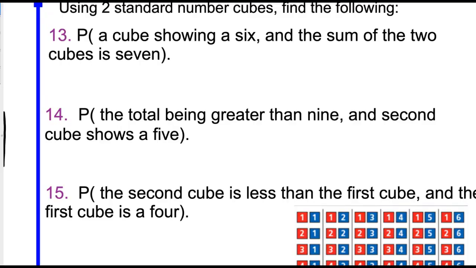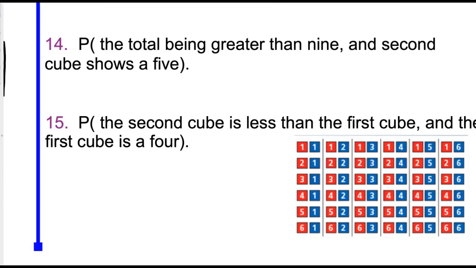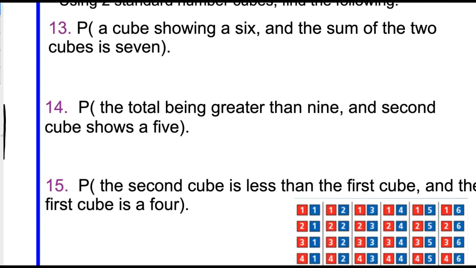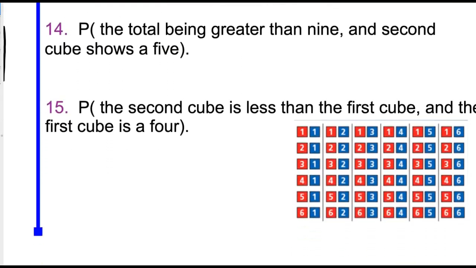Okay, now we'll talk about some more dice questions. Using two dice, find the probability of a cube showing a 6 and the sum of the two cubes is 7. All right, just pause here and think about this one for a minute. Okay, so if I'm thinking about this one, the probability of a cube showing a 6 and the sum of the two cubes is 7.